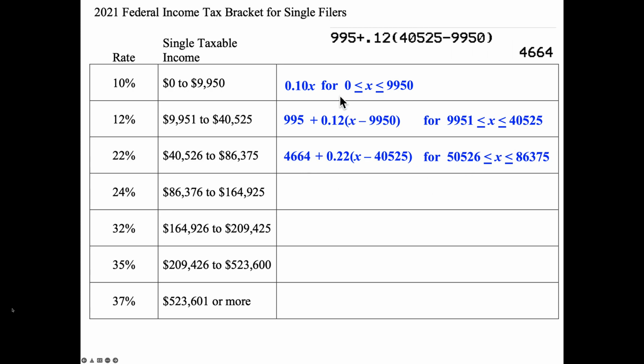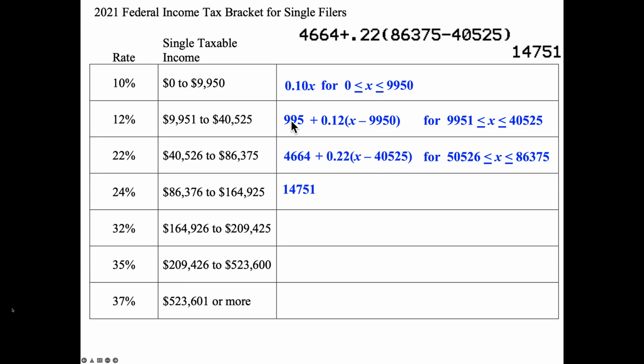All right, so let's max out the three levels. Take the 86,375, put it into this x. We're going to the calculator to enter that in. 4,664 plus 0.22 times 86,375 minus the 40,525, $14,751 is all three of the first brackets maxed out.